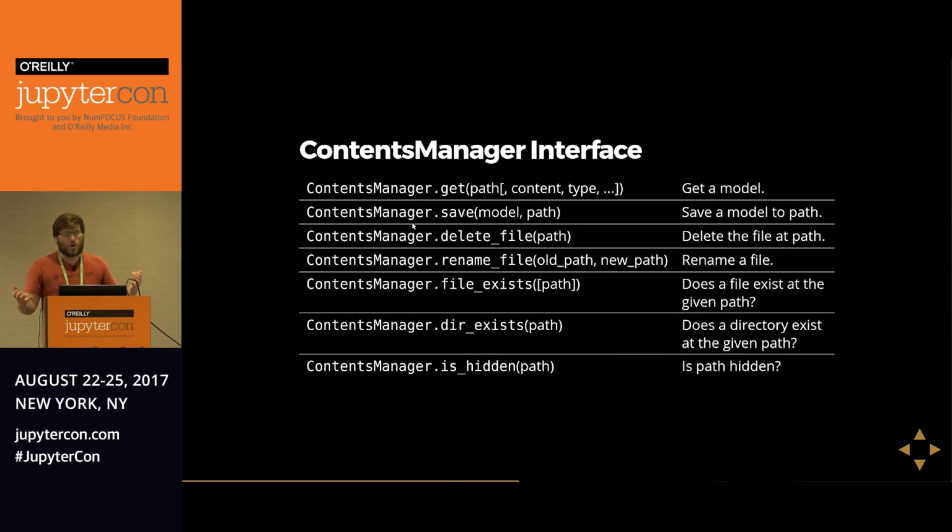So a minimal complete definition of a Contents Manager is 6 or 7 methods. It's a little more complex than an authenticator, but not a whole lot more complex. We have to be able to get things, save things, delete things, rename things, check if files and directories exist, and we have to be able to know if things are hidden.